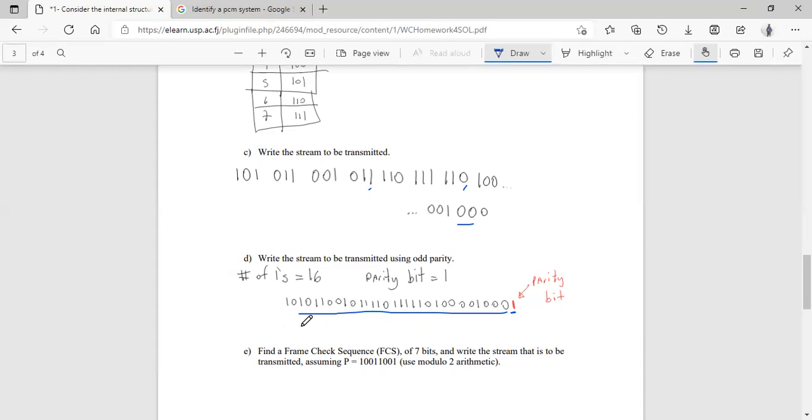If you are wondering whether I have written the same code, the code written over here is the same code up till here. You can check how many ones we have: 1, 2, 3, 4, 5, 6, 7, 8, 9, 10, 11, 12, 13, 14, 15, and 16. Again, we have 16 ones. So in order to make it odd, we add an extra bit of 1. If this whole system had 15 ones, what we would add over here is 0, in order for the system to remain odd.